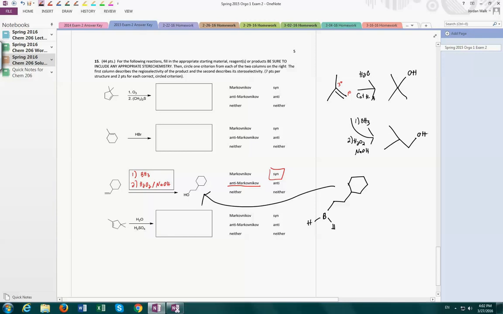Yeah, so really what you can do is think about, in the case of the alcohols, where does the alcohol end up? Is it on the more substituted carbon? Then it's just regular old Markovnikov. If it's on the less substituted, we've got anti-Markovnikov.